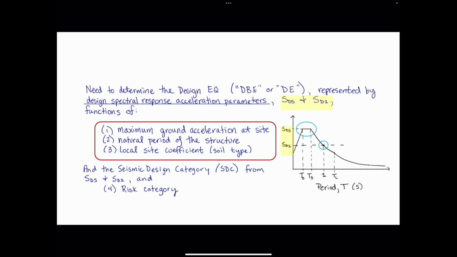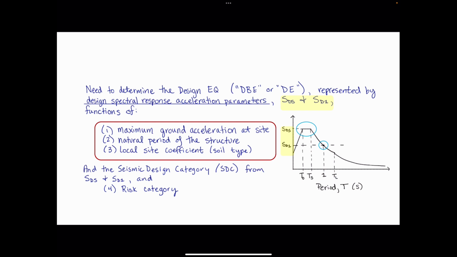All right, so in order to determine this design earthquake, we need to figure out these 3 items: the size of the earthquake, the natural period of the structure, and the local site coefficient. That's tied to the type of soil at the location of the building, and I'll talk more about that in a moment. After we figure out those pieces of information, we can calculate these SDS and SD1 values.